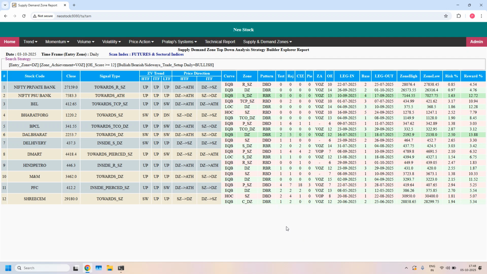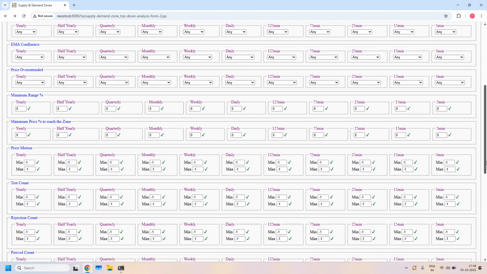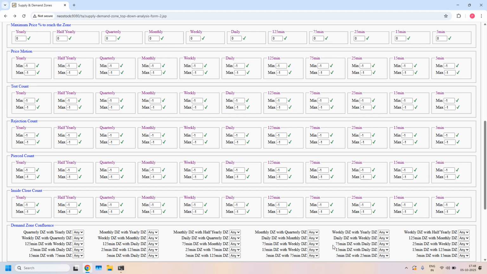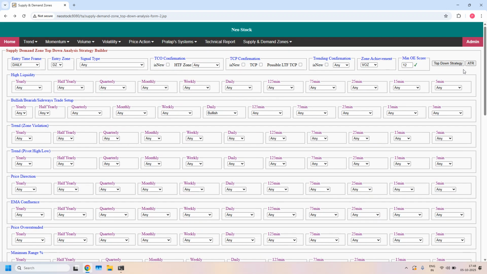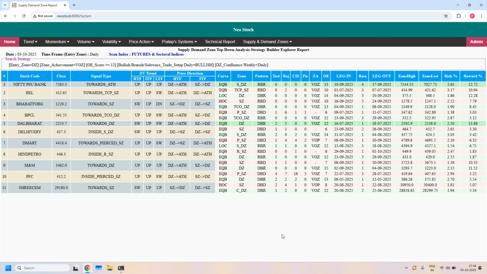Out of these 12 daily demand zones, let us identify high probability trade setup daily demand zones based on different zone confluence and EMA confluence strategies that you learned in lesson 27. First filter is LTF and ITF demand zone confluence. That is a daily and weekly demand zone confluence. I am enabling that filter. Applying the filter on the 12 stocks, we got 11 stocks.